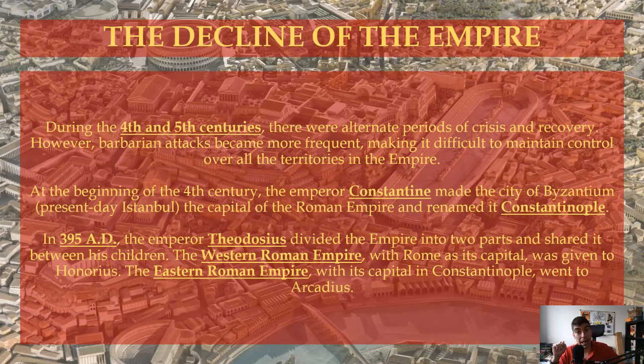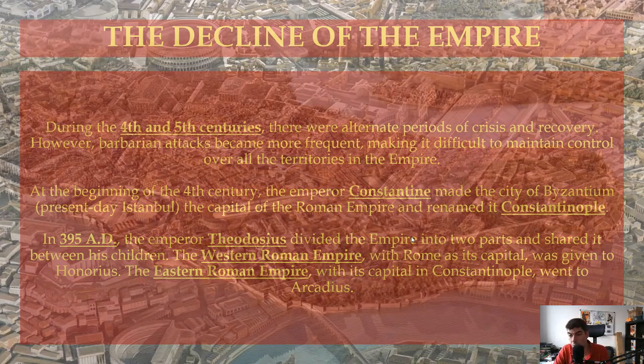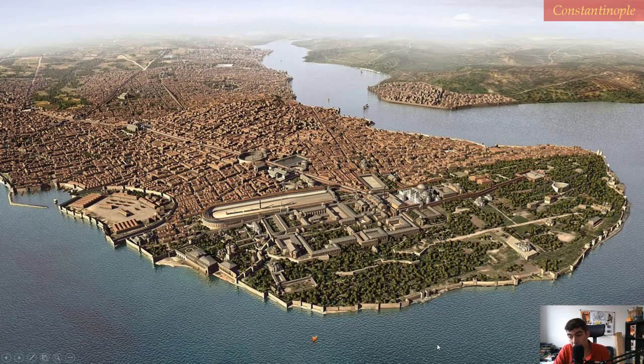In the year 395 AD, there is also one important event, because the emperor Theodosius divided the empire definitively into 2 parts between his children, the Western Roman Empire and the Eastern Roman Empire. In the Western Empire, the capital was Rome, in the Eastern Empire, the capital was Constantinople. And they were given to Honorius and Arcadius, the 2 sons of Theodosius.